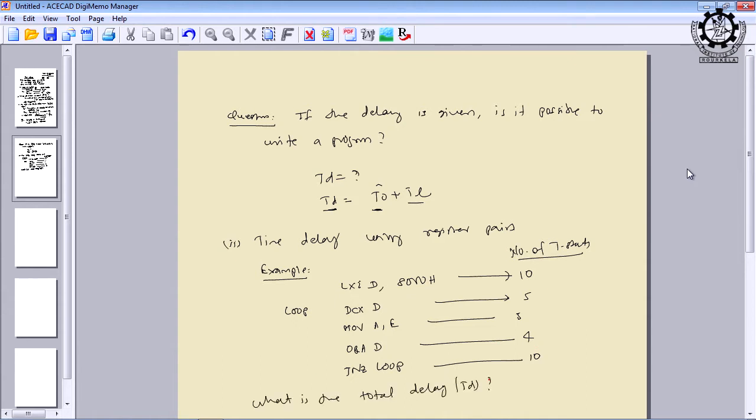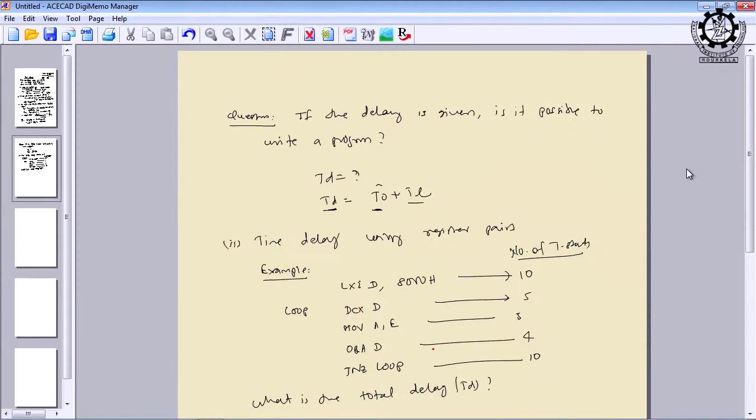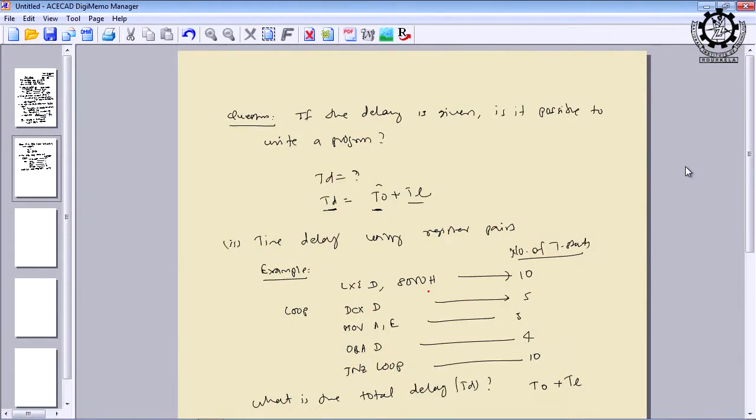So, now if you want to achieve more delays, you can use the register pairs. The same thing is also true here. You have to find out what is the time outside the loop and what is the time inside the loop. So, how many instructions are there inside the loop and how many are there outside the loop. It is clear from this program that we have only one instruction outside the loop, that is LXI D, 8000. This time we are loading 16-bit data. In the previous example, we loaded 8-bit data.